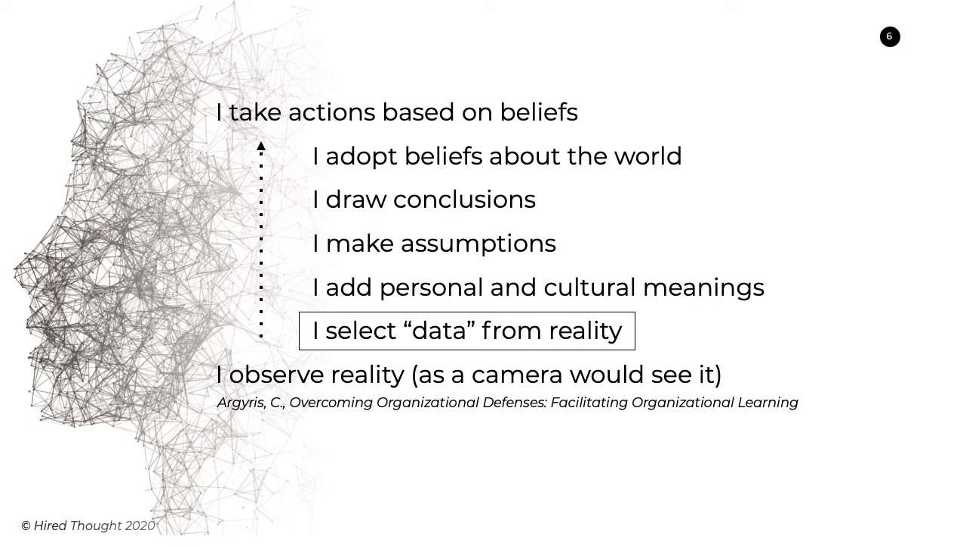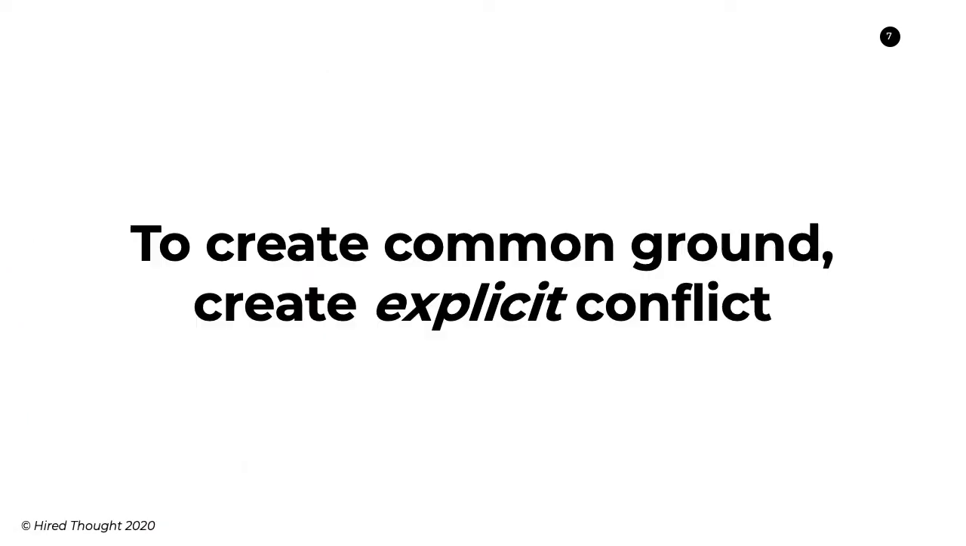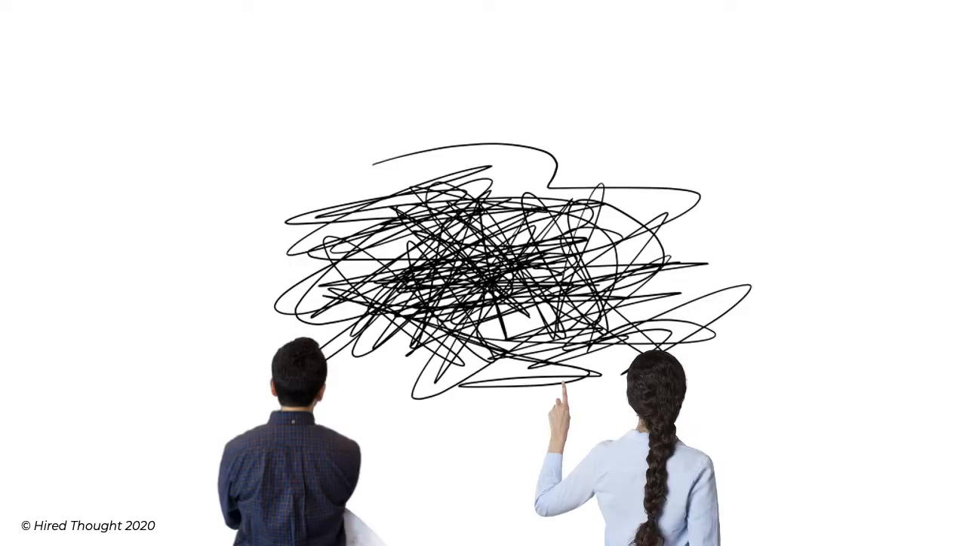Now, Wardley mapping intervenes at the level of which data you select from reality, which data you make apparent to you, and it's this process of actively choosing what data gets selected that enables you to make better decisions and make explicit the conflict that you're experiencing in the workplace. So we're moving from implicit conflict where we're talking past each other to explicit conflict where we're actually creating common ground.